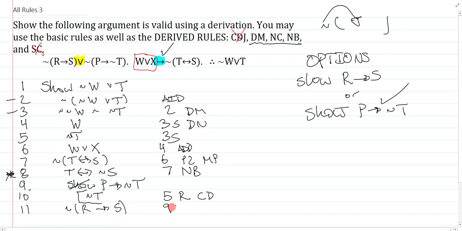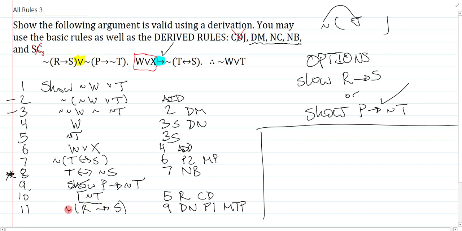That is line 9, double negate. Premise 1, MTP. So that's really nice, because this is the negation of a conditional. Fortunately, there's a rule for that, and it's called negation of conditional. This rule doesn't need to be memorized, you already know it. When is a conditional statement false? When the antecedent is true, and the consequent is false. That is line 11, negation of conditional.